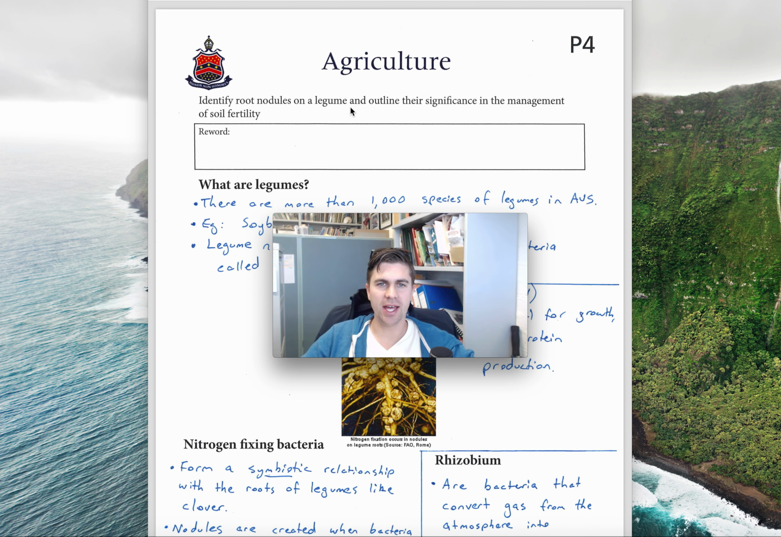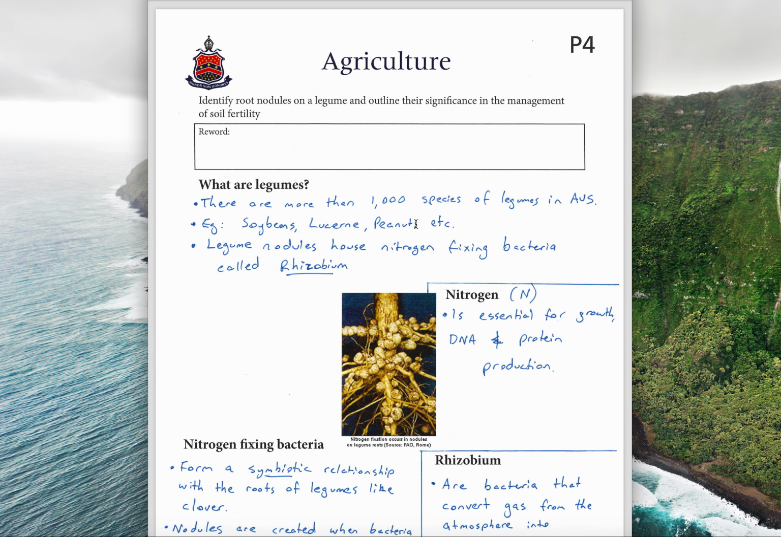Nodules on a legume and outlining their significance in the management of soil fertility. So this is a relatively straightforward dot point, mostly because you have to identify what nodules look like on the legume, which you can see here.